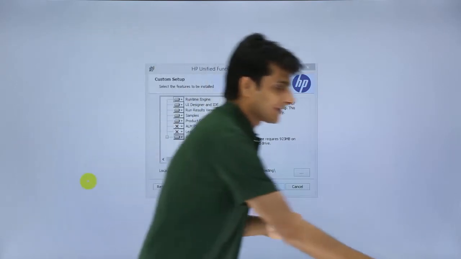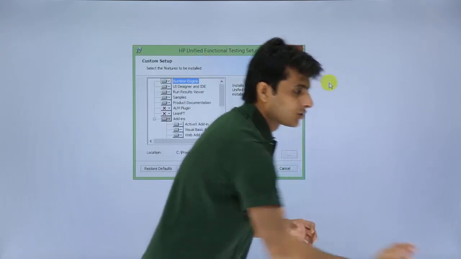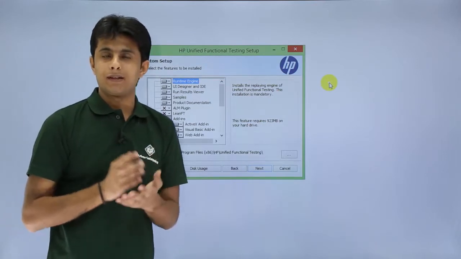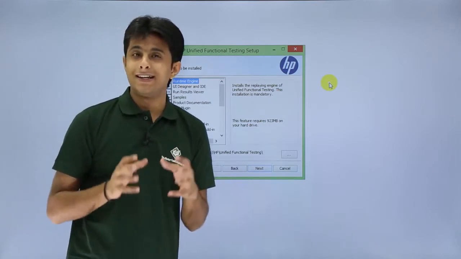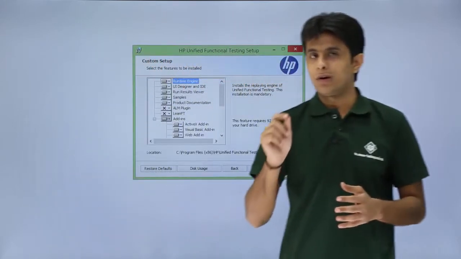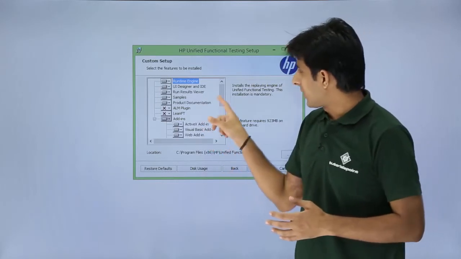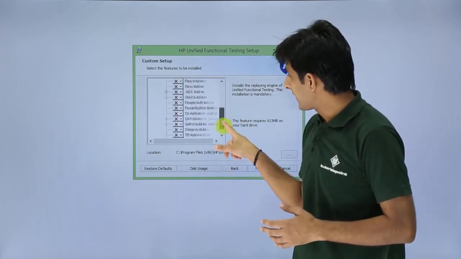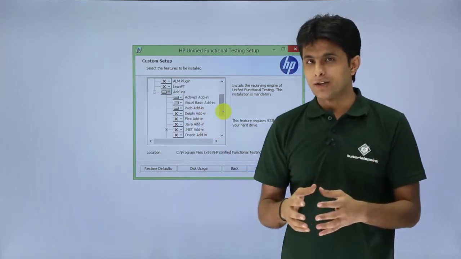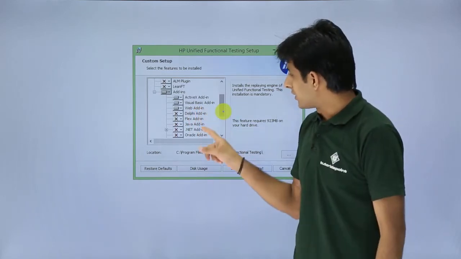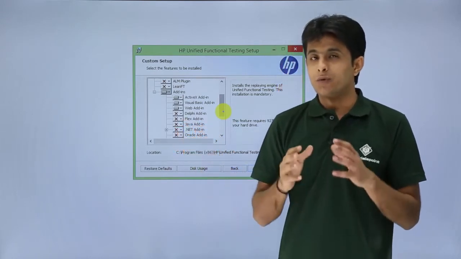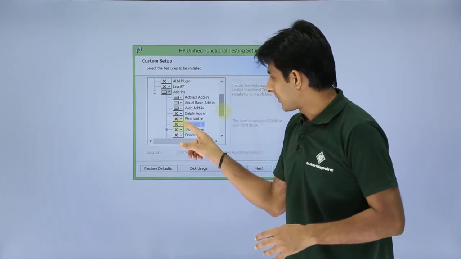What this main page says is, these are different add-ins which you want to install. By add-ins, I mean there are different environments. Suppose you're testing a web-based application. Then you need to install the web add-in. If you see, there's a web add-in available. If you're testing a Java application, you can install the Java add-in. So here it is, the Java add-in. If you see, there's a cross given on the Java add-in. So if you want to install that Java add-in, you have to click on that place like this.